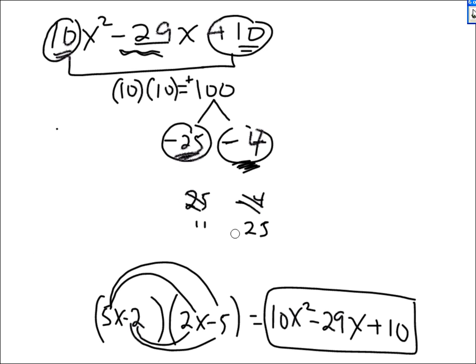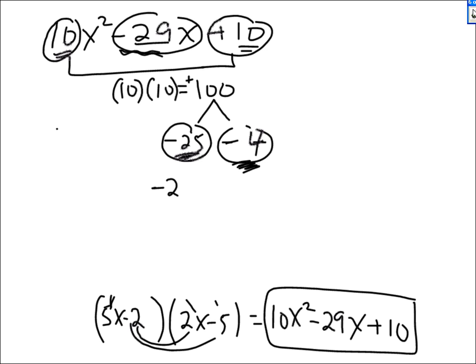Okay, so now what I have to do is rewrite the top line. I'm going to rewrite it. Make it into 4 terms. It can't be a factoring by grouping problem if it's only 3 terms. So we're going to break up the negative 29x's into negative 25x's minus 4x's. That's the minus 29x's. So we still have the 10x squared and we still have the plus 10.